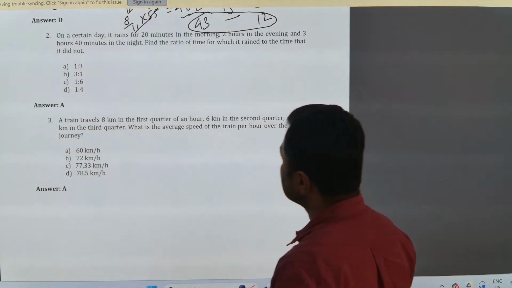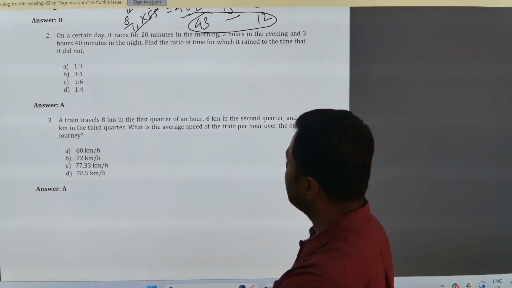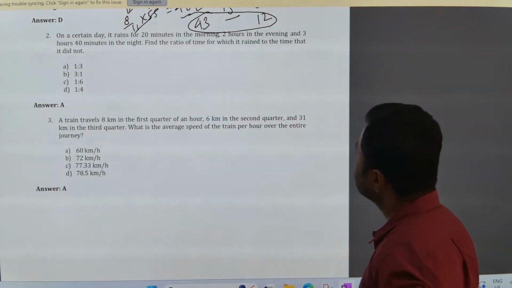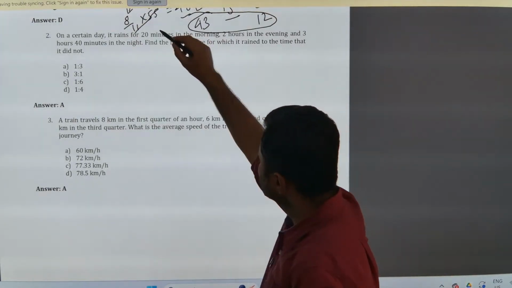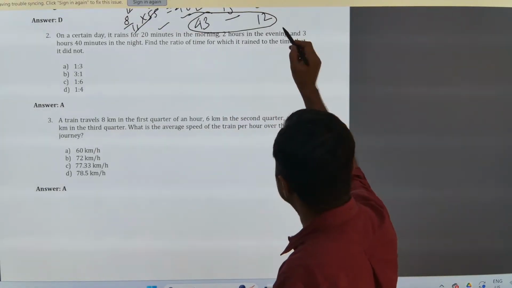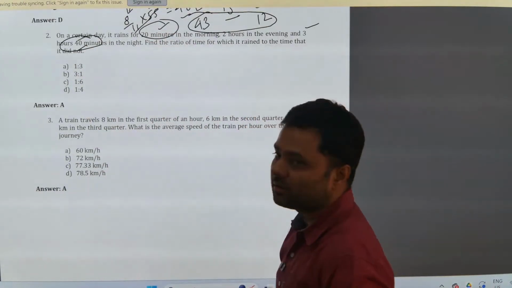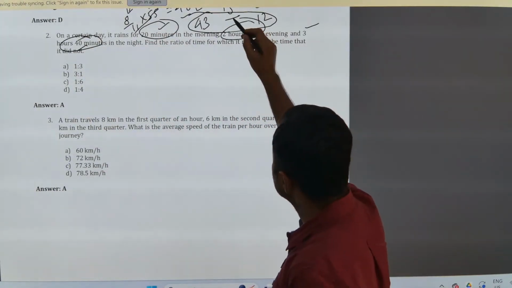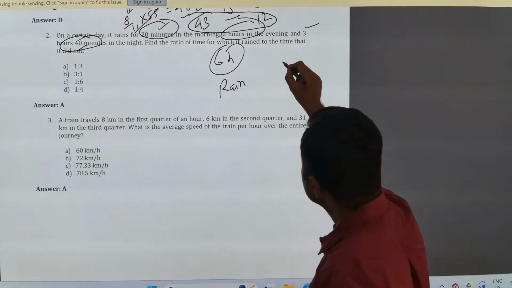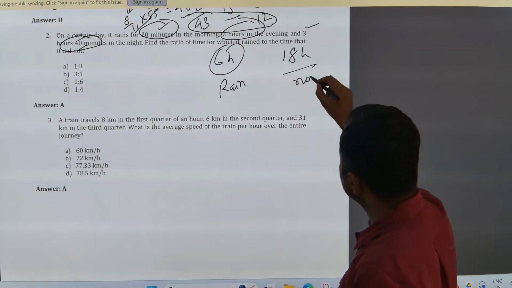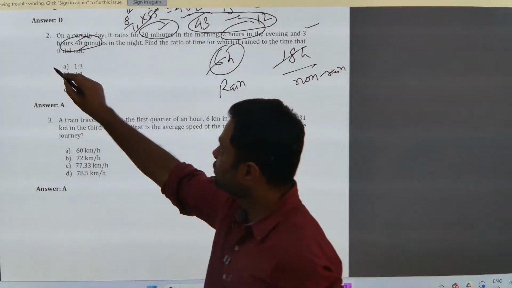On a certain day, it rains for 20 minutes in the morning, 2 hours in the evening, and 3 hours 40 minutes in the night. What is the ratio of time for which it rained to the time it did not rain? So total rain time is 20 minutes, 3 hours 40 minutes. So this 20 and this 3 hours 40 minutes is total 4 hours and then 2 more hours, so 6 hours. So 6 hours is the rain time. So remaining 18 hours is non-rain time. So the ratio of 6 and 18 is 1 by 3. So the answer is A.